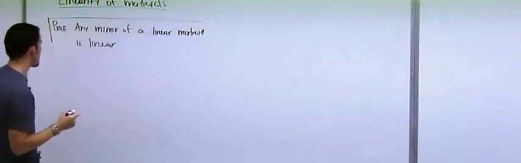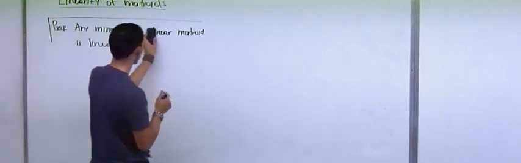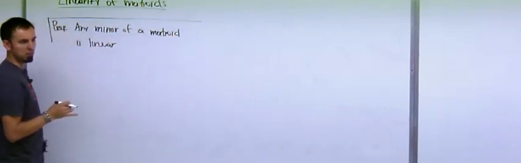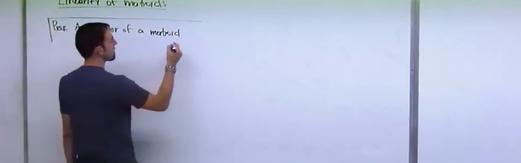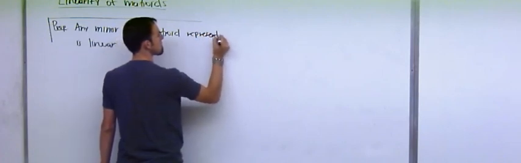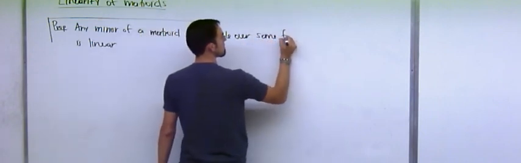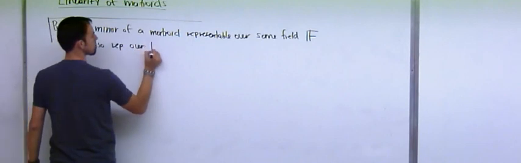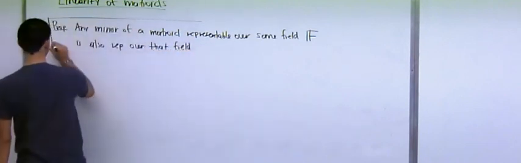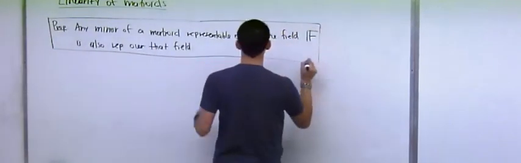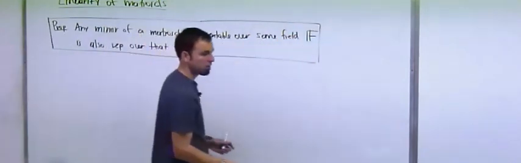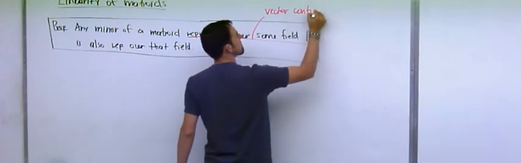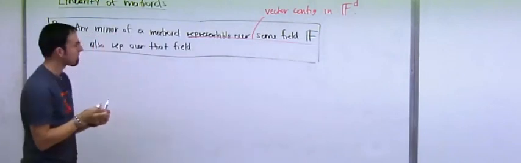Now, I want to strengthen this a little bit. What I want to say is that this statement is also true if you fix the field where you want to represent your vectors, your matroid. So any minor of a matroid representable over some field F is also representable over that field. And remember that being representable over a field F means that you can make your vector configuration live in some vector space over the field F.